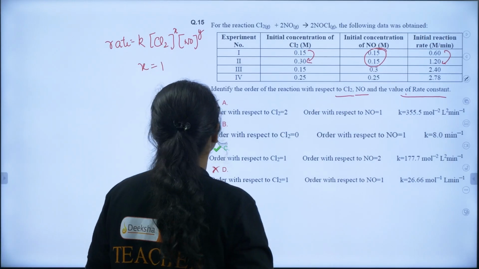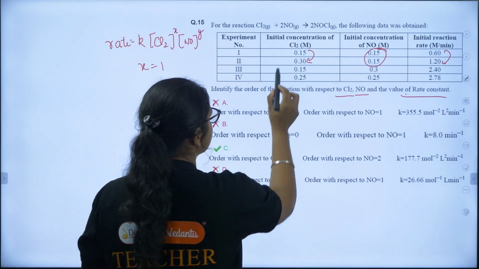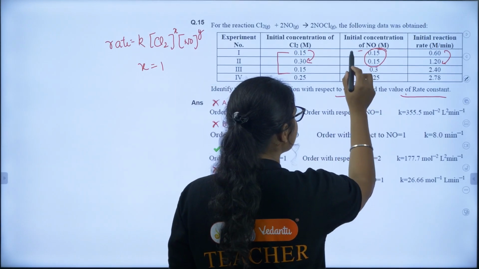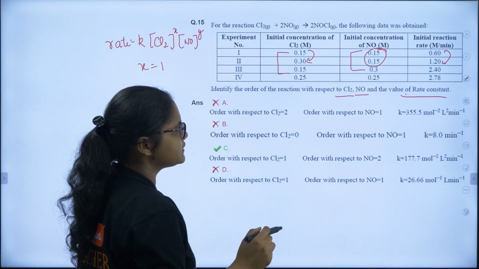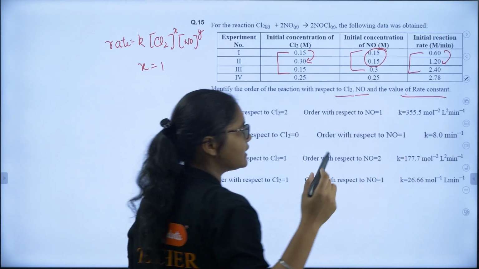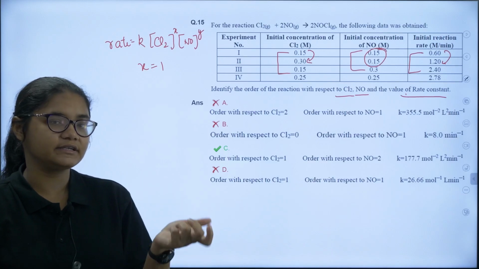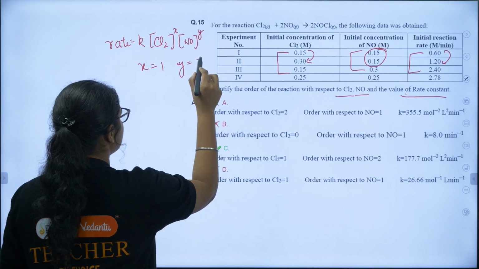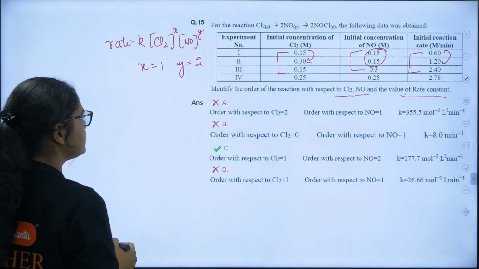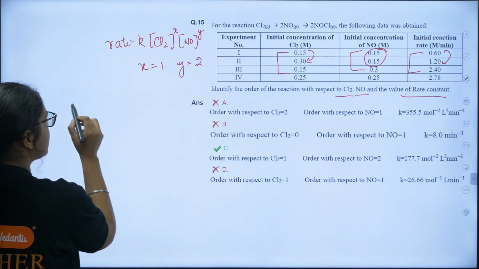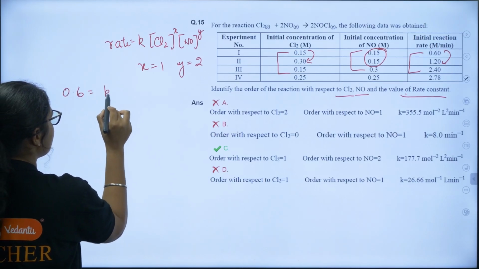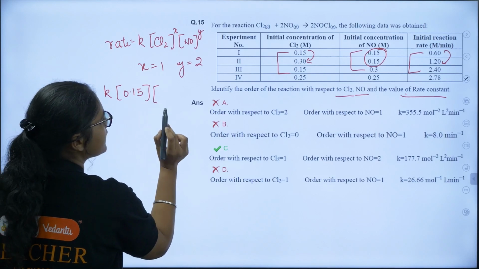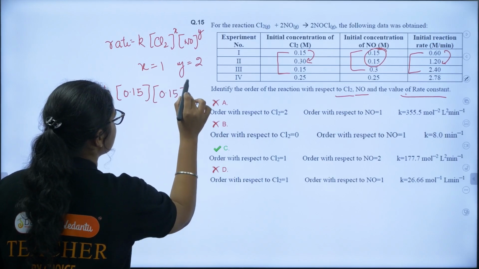Now if you see NO, when you are calculating for NO, Cl2 should be constant. So you can see in these two reactions, Cl2 is constant, and from here to here we have again doubled the concentration, and the rate has become 4 times. So when we double the concentration and the rate becomes 4 times, it is a second order reaction. So I can say that Y is equal to 2. Okay, now we can just substitute these values and calculate. So the initial rate of the reaction is 0.6, K value, then Cl2 concentration is 0.15, and NO concentration is also 0.15 to the power of 2.